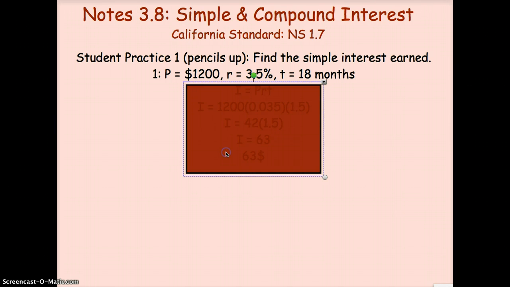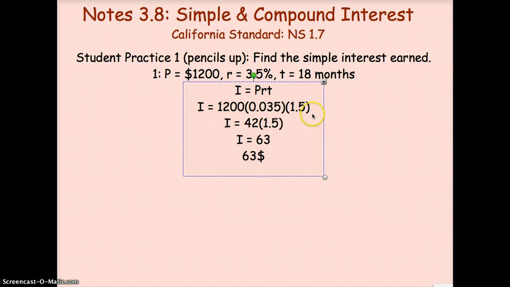Okay, welcome back. Let's take a look. You should have your formula, numbers plugged in, multiplied together, and our final answer is $63. Okay, and actually, traditionally, you'd see that dollar sign written at the beginning.